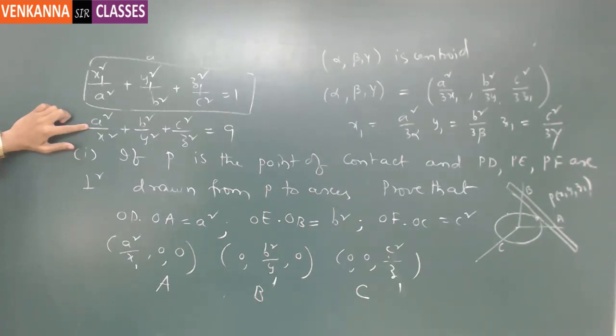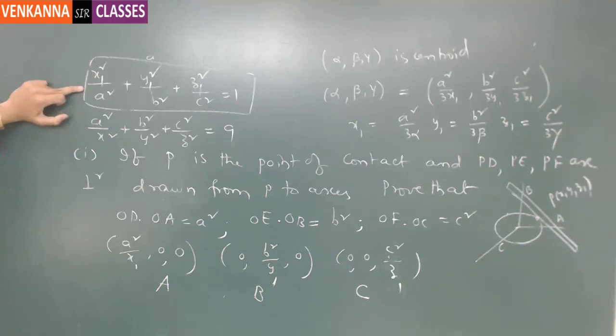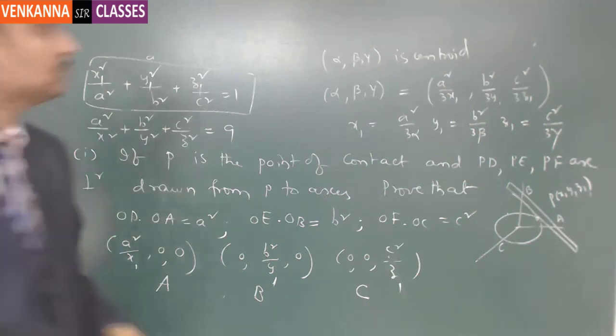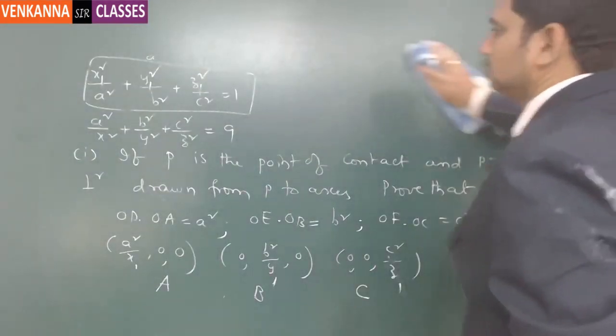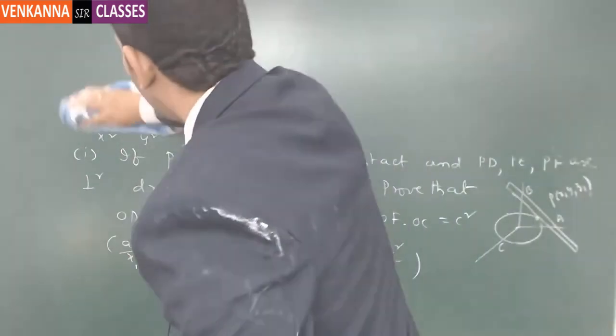After substituting x1, y1, z1 in this equation, you will get the locus of alpha, beta, gamma. The locus is nothing but this. This is the equation satisfied by alpha, beta, gamma. Right. So you have done the first part of the problem. Let us go with the second part of the problem. The second part is very easy.